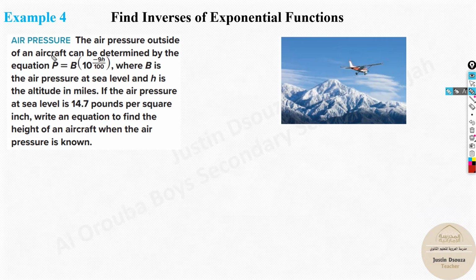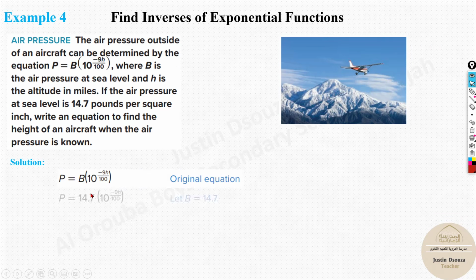So basically what they're asking is, this is given, P is not given, it's fine. You need to write h equals everything else. That's it. Now how do you solve it? Let's see. We know the B value, right? Let's write B value 14.7.